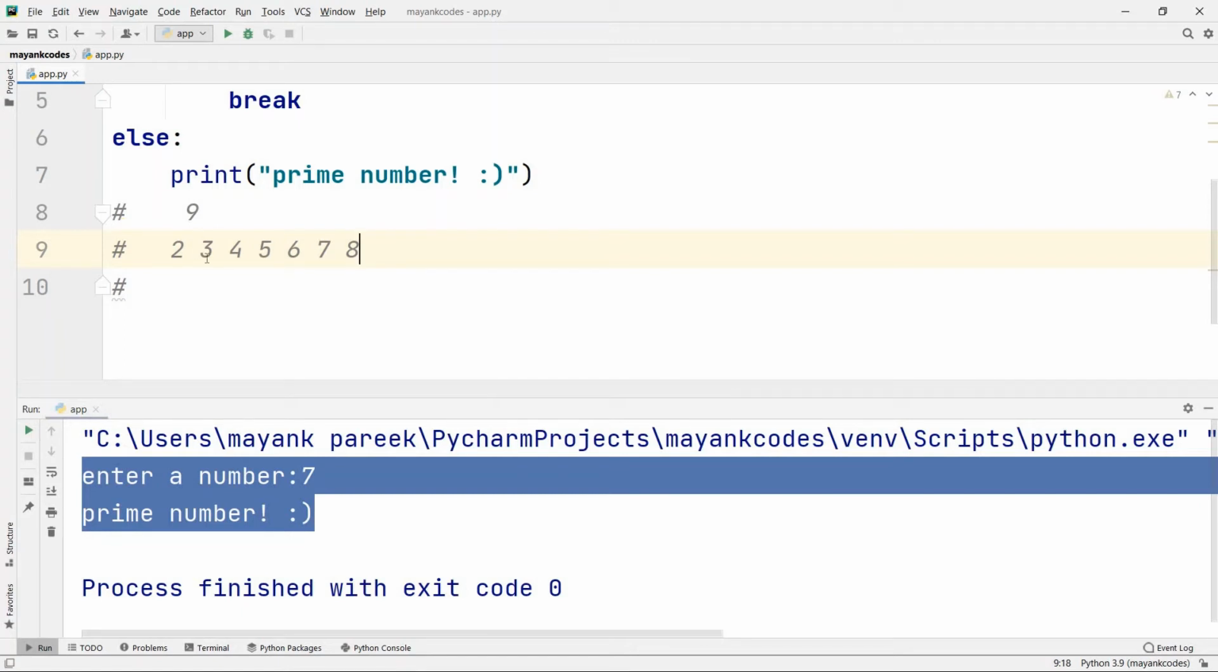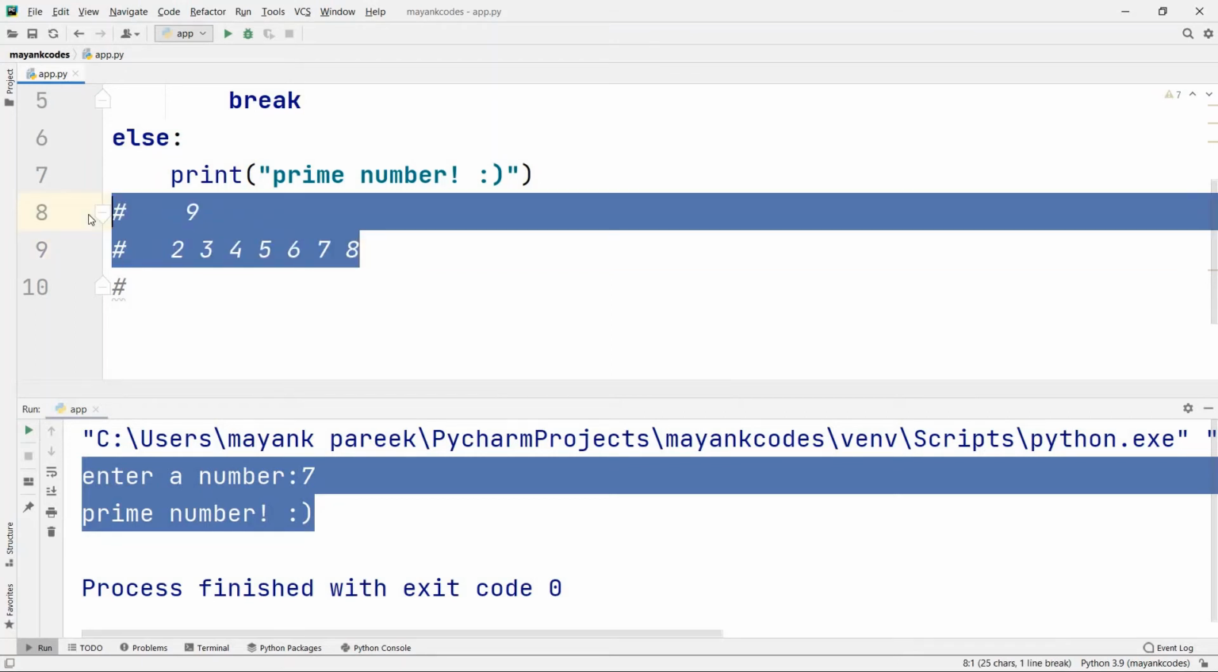But now see what I'm going to do. 2 into 1 is 2. 3 into 1 is 3. But if I say 2 into 2, then it's 4. If I say 3 into 3, then it's 9. We already got the 9 at this position. Then is there any sense in talking about this 4, 5, and 6? So you got what I'm going to say.